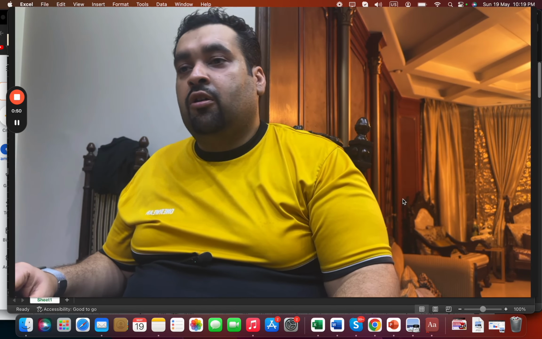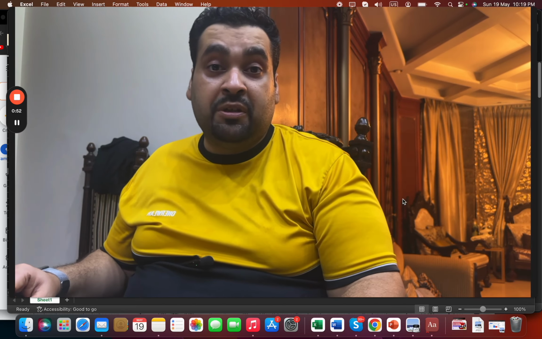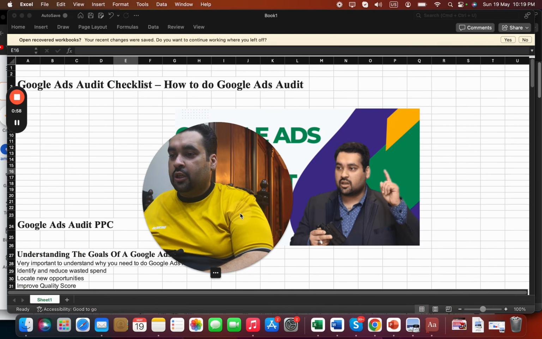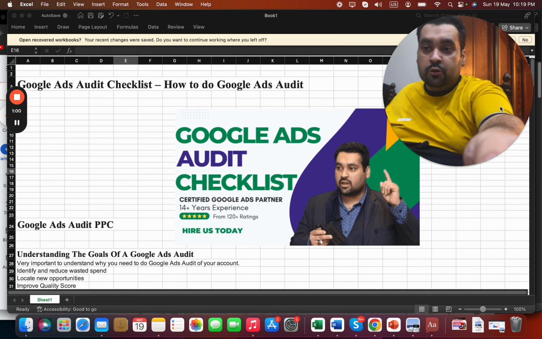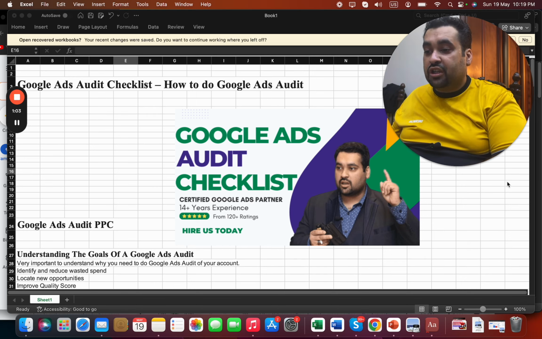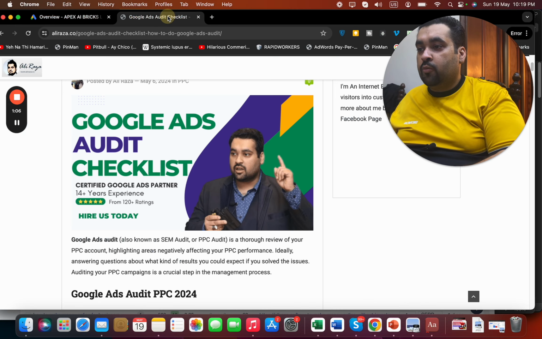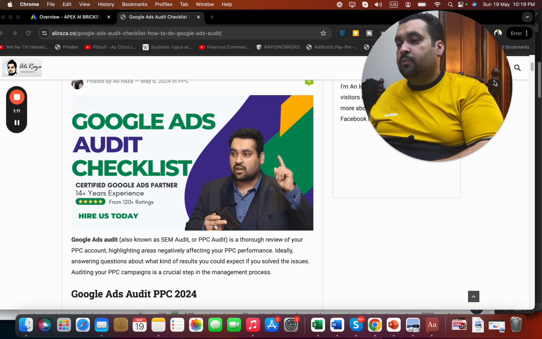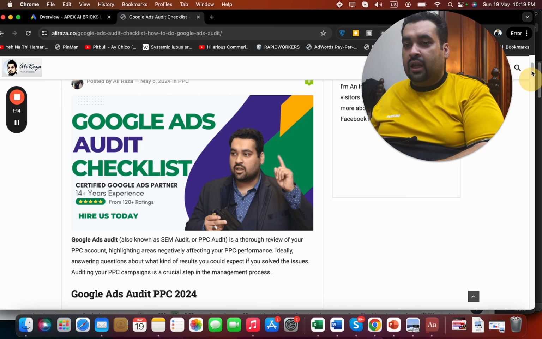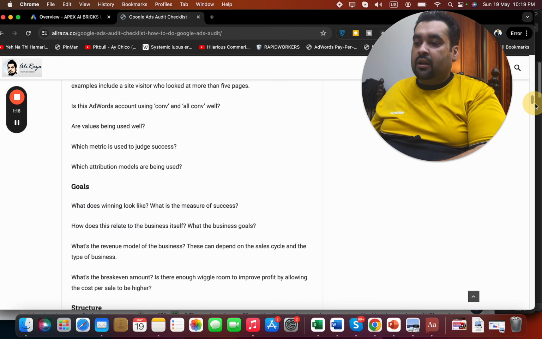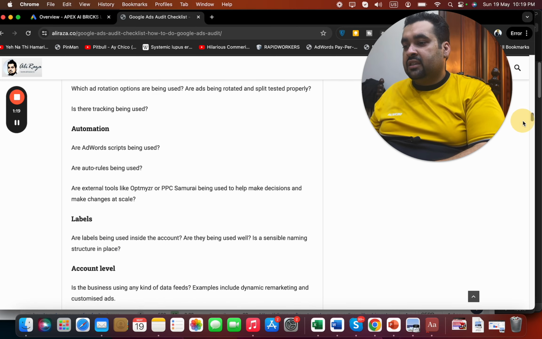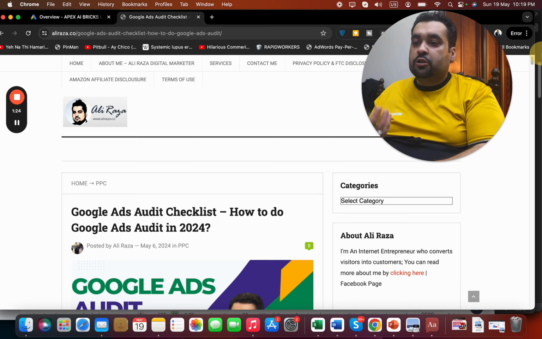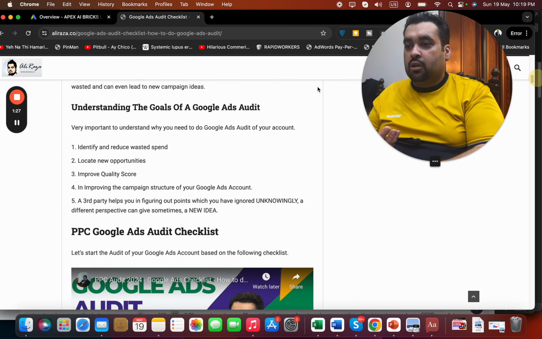So let's get started on a Google Ads audit, a PPC audit of a PPC campaign. Okay, so I will use a checklist. In case you're looking for a checklist, open my blog alireza.co, where I have created a blog post regarding a checklist of a Google Ads campaign. These are the factors we usually look at and how to optimize the campaigns. If you need one, you can copy it through my website.